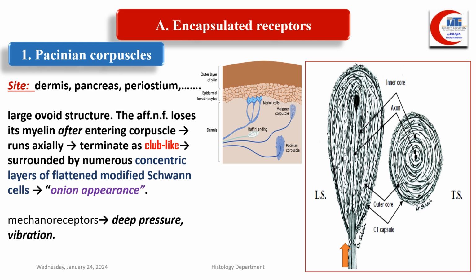As regards encapsulated receptors, as I have mentioned, they are receptors covered by a capsule. The first type of encapsulated receptor is called Pacinian corpuscle. You must know the site, structure, and function of each one. So let's learn the site of Pacinian corpuscle. Pacinian corpuscle can be found in the dermis of the skin, but it can also be found in deep structures inside our body, such as the pancreas and periosteum and so on. What about the pathway and structure of this Pacinian corpuscle?